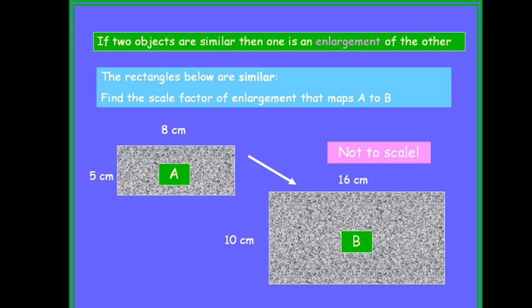The rectangles below are similar. Find the scale factor of enlargement that maps A to B. Here we have one rectangle which is labeled as A and the other rectangle is B. The length and breadth of rectangle A are 8 centimeters and 5 centimeters. The length and breadth of rectangle B are 16 centimeters and 10 centimeters. We are going to find the scale factor.